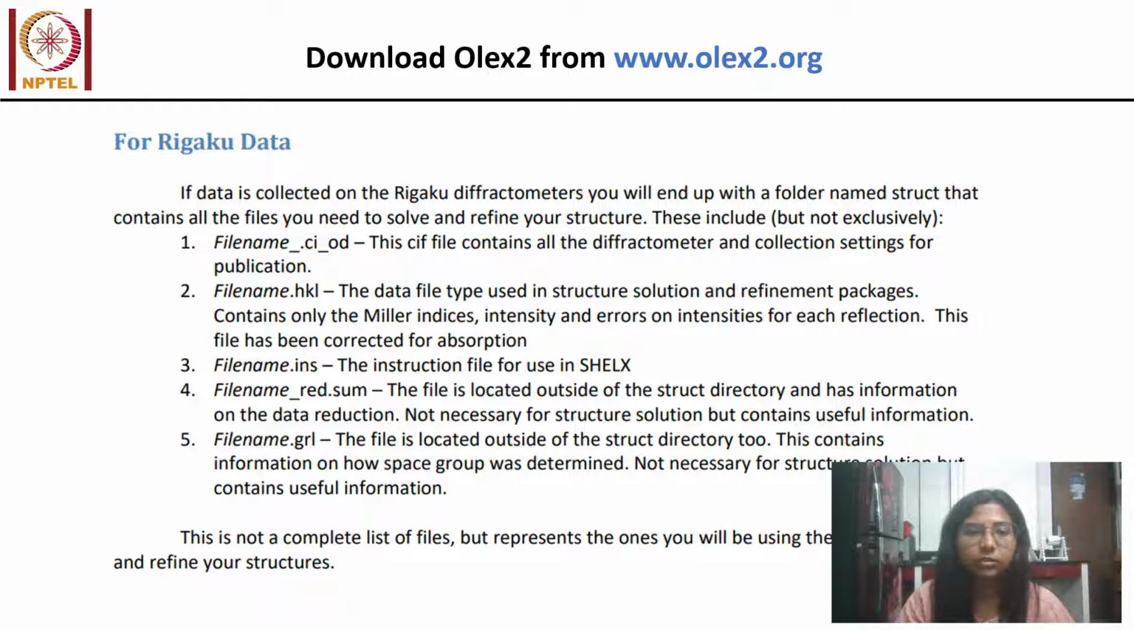So we have this .hkl file, which is the data file type which is used for structure solution and refinement packages. It contains the Miller indices, the intensities, and the error on the intensities for each reflection. And this file has been corrected for absorption. If you do absorption correction, this file will be corrected.